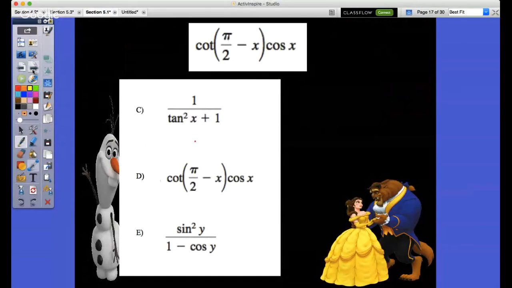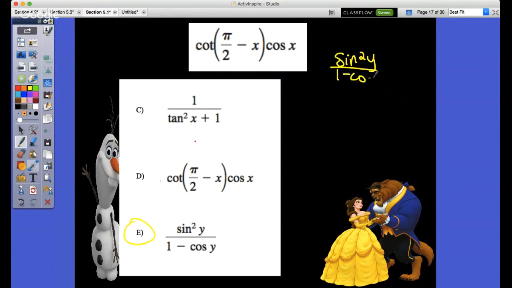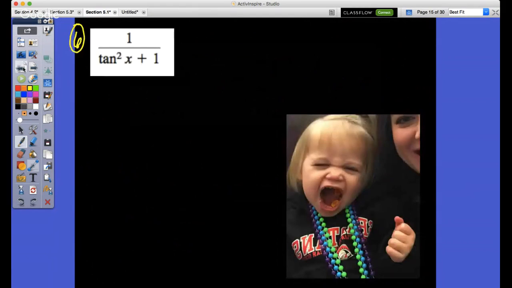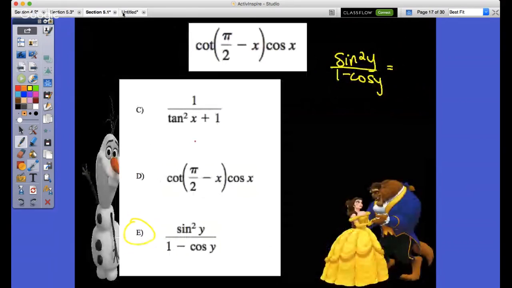The one that I did want to look at is this one on E, the simplifying of sine squared y over 1 minus cosine. There's a couple ways that we could go here. Some people actually change the sine squared to 1 minus cosine squared. That one's maybe less obvious. This comes from our steps. So let's go straight to our steps that we were looking at. Let me go to this other one. I'm sorry. Here we go.